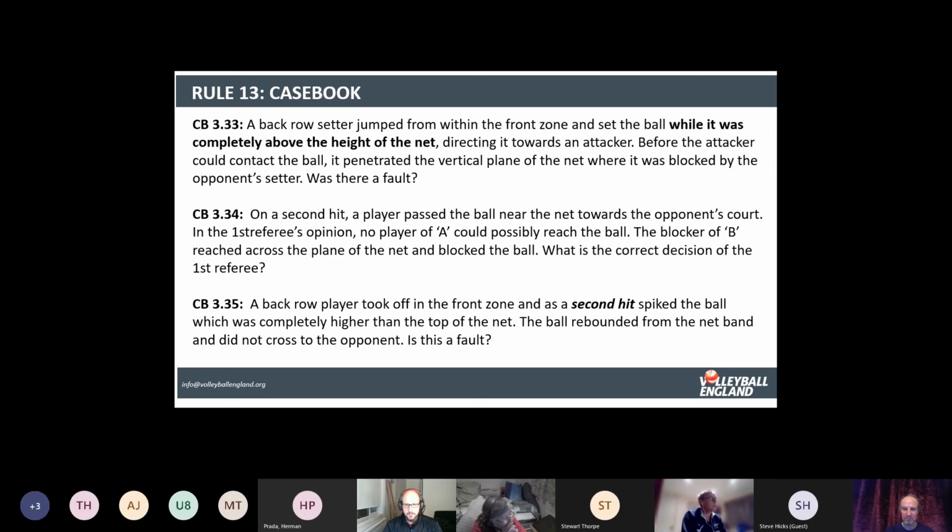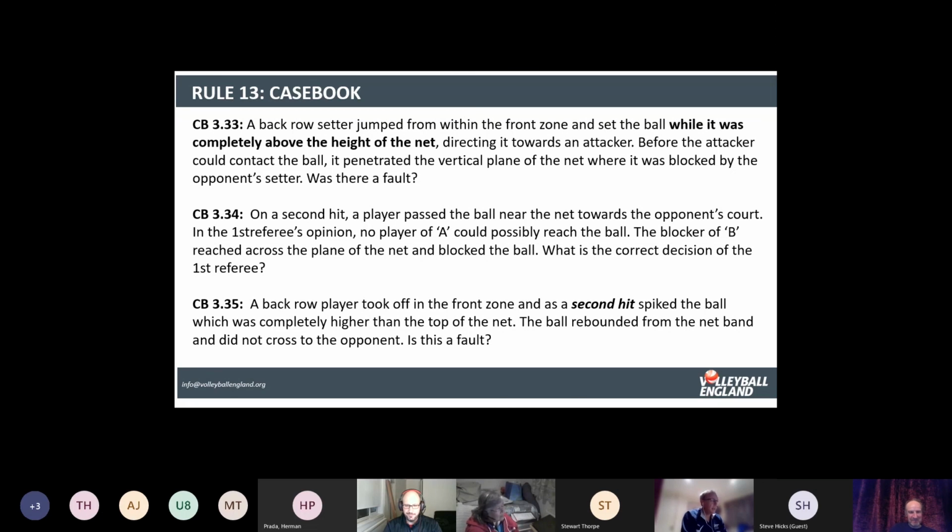The bottom one there is a back row player who took off from the front zone and as a second hit spiked the ball, which was completely higher than the top of the net. The ball rebounded from the net band and did not cross to the opponent. Is this a fault? No, it's not a fault. Thank you, Di, that's absolutely correct. The ball is still in play at this point.